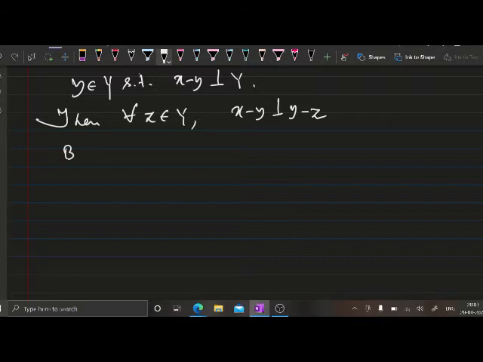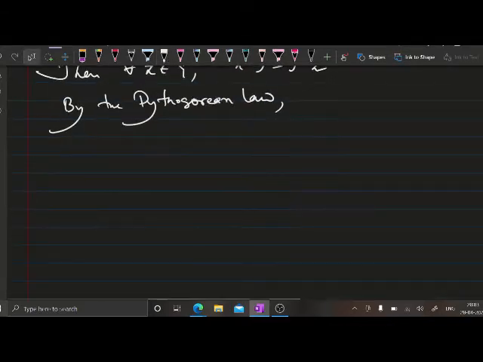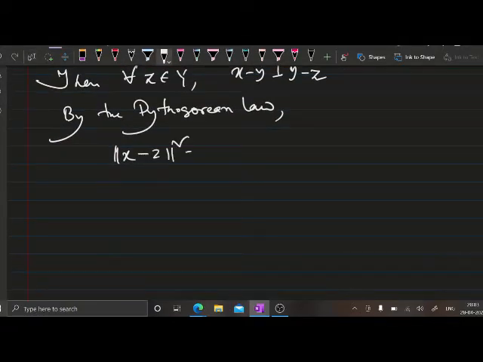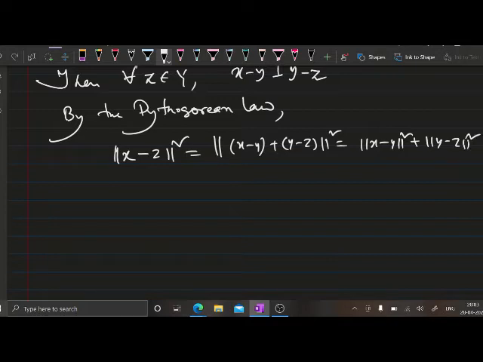So by Pythagorean law, norm of x minus z square equals norm of x minus y plus y minus z square, and this is going to be equal to norm of x minus y square plus norm of y minus z square. Okay, this is true.